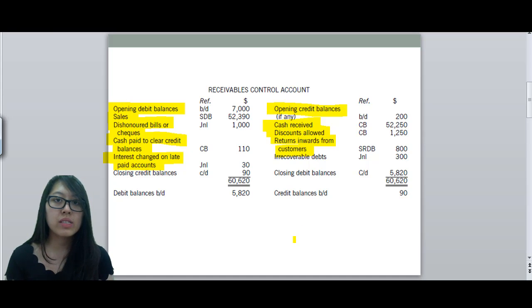Returns inwards is basically sales returns. So if sales is on the debit side of the trade receivable account, the return inward should be on the credit side to reflect that because our customer has returned the goods to us, they no longer owe the amount for it, and therefore they no longer have to pay for it, and we should therefore remove the debt from their accounts. The next one is the irrecoverable debts. Irrecoverable debts are times which we encounter when the customer has gone through bankruptcy or is no longer able to pay off their debt. So we're going to have to remove their balance from the total trade receivables.